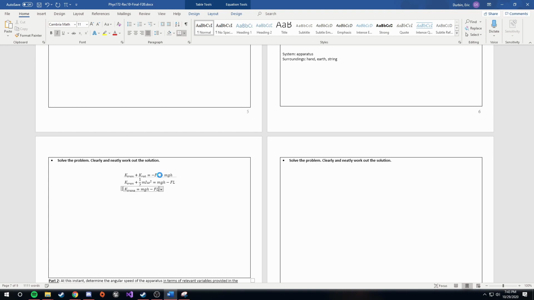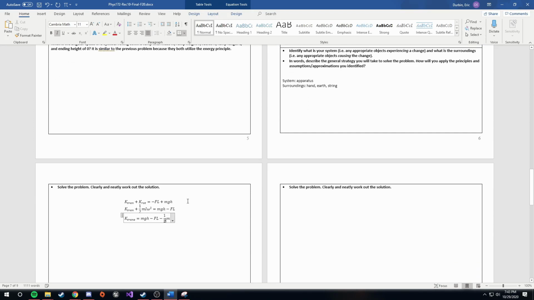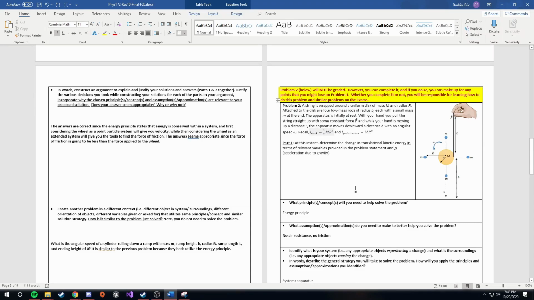mgh minus mass times, what is this? We have mr squared. Oh, shoot. What part 2 is, though? And I think they want us to use a point particle system for this part. God, I got an email. Didn't we?